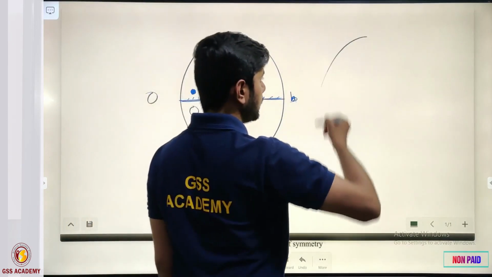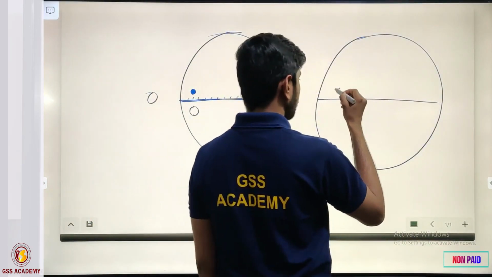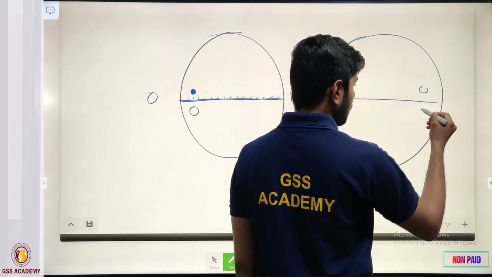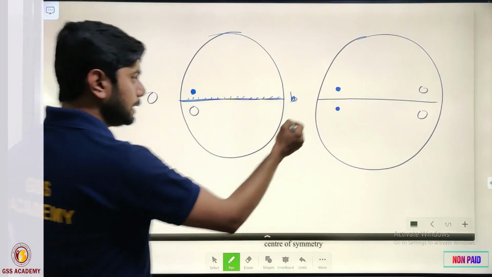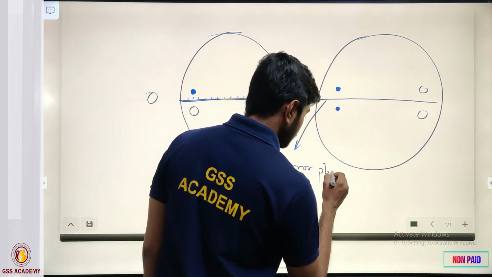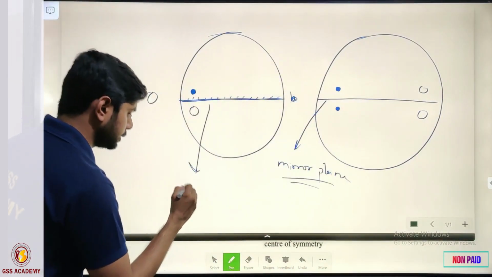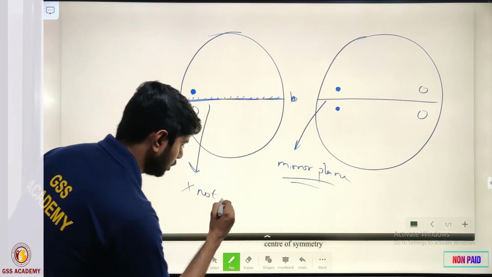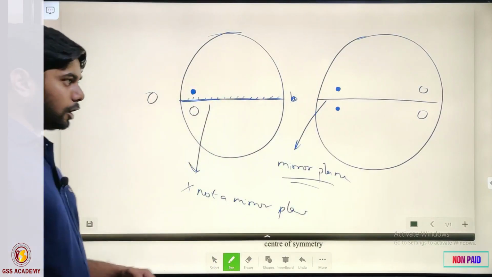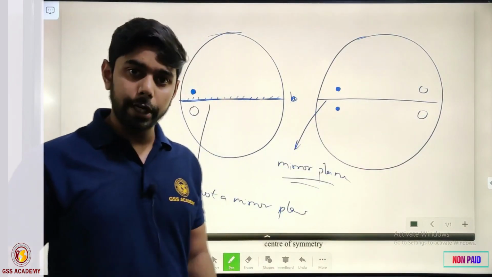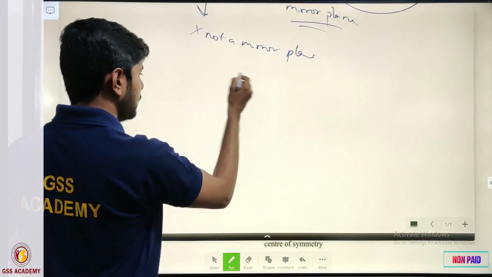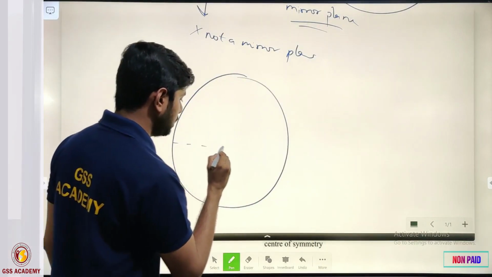Rather, we need a plane for which a dot gives a dot here, and an open circle gives an open circle here. So in this case we will consider this plane as a mirror plane. This one will not be considered a mirror plane. If we draw a straight solid line, that will be the denotation for the mirror plane, and if we do not have a mirror plane, we represent it with a dotted line.